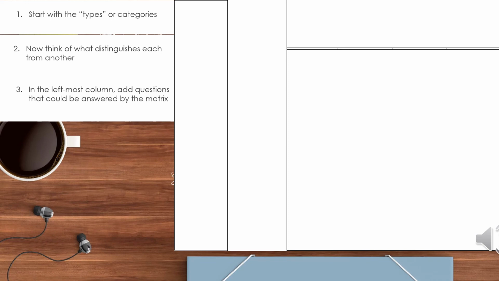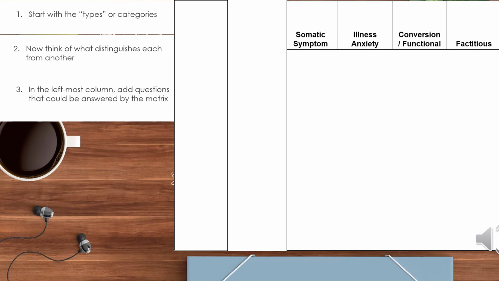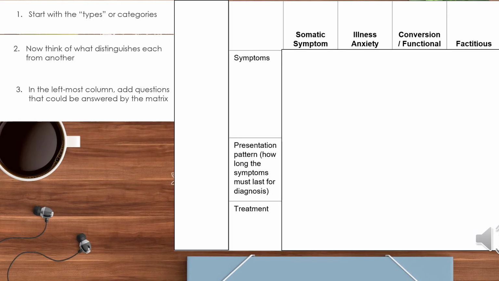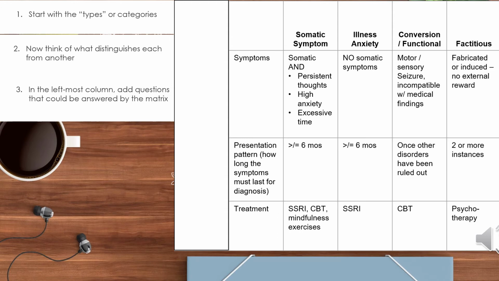So let's put this matrix together. We'll start with the varieties of somatic and dissociative disorders. So what distinguishes each of these from the others? Well, they can have different symptoms. Some have a determined amount of time that those symptoms must be present for diagnosis, and the treatment practices are different. Now that we have our information organized, we can start making up questions that can be answered by our matrix.